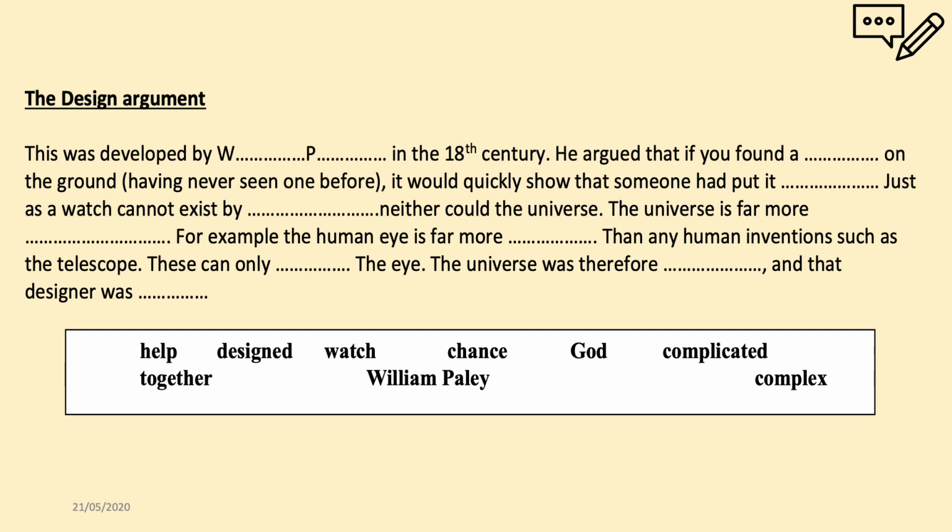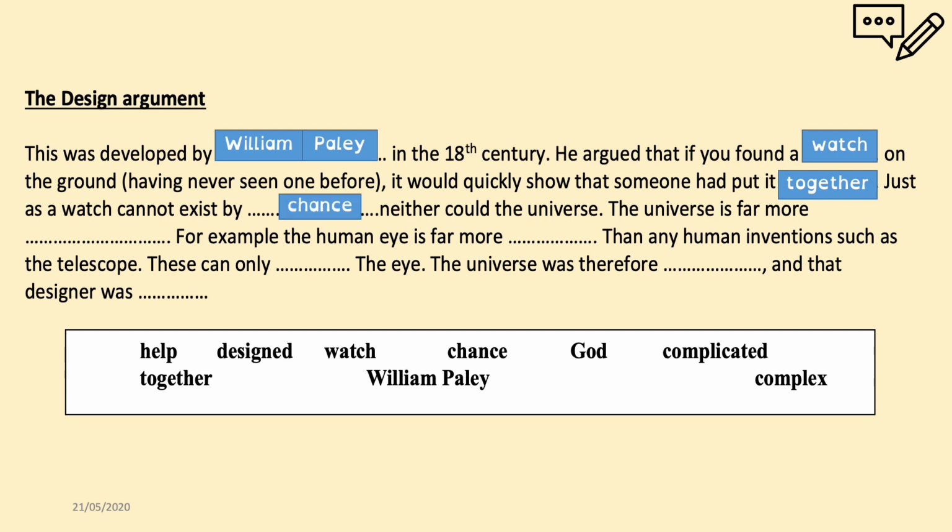Okay, so let's go through the answers for this then. So, the design argument, this was developed by William Paley in the 18th century. He argued that if you found a watch on the ground, having never seen one before, it would quickly show that someone had put it together. Just as a watch cannot exist by chance, neither could the universe.